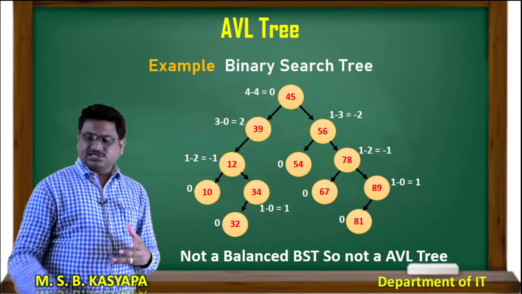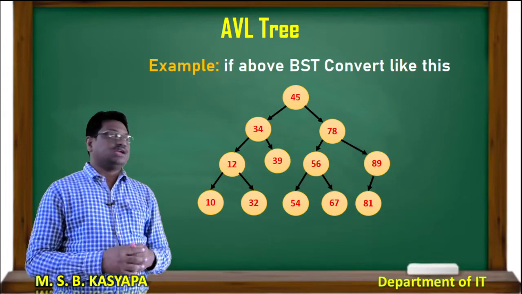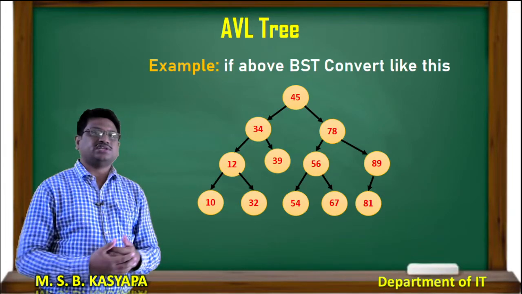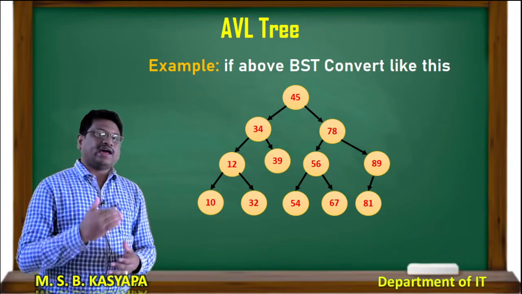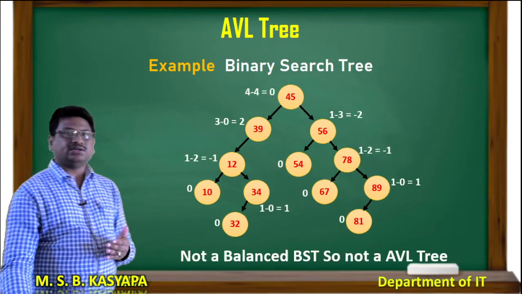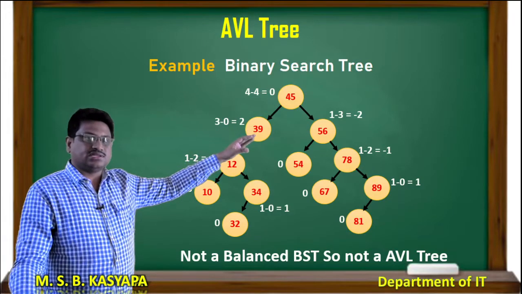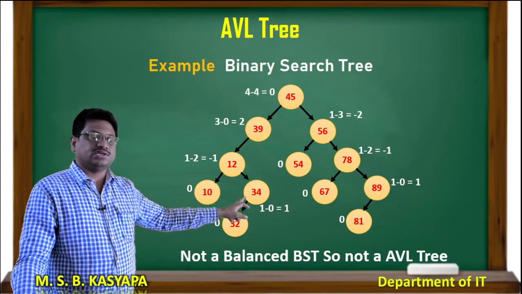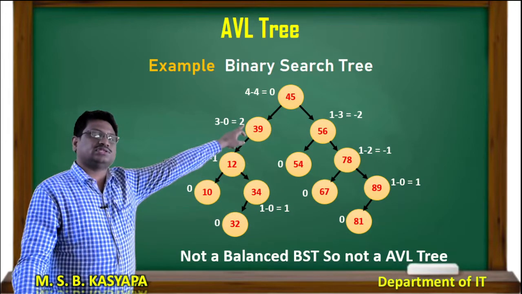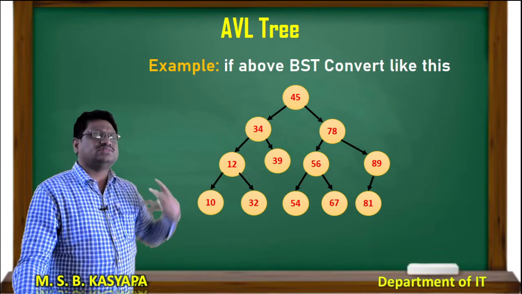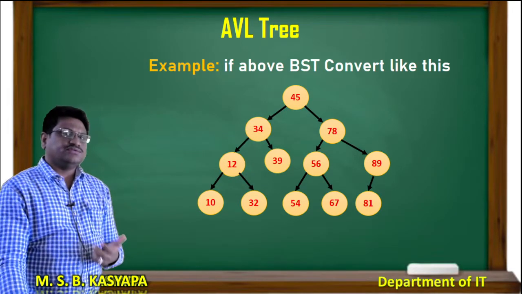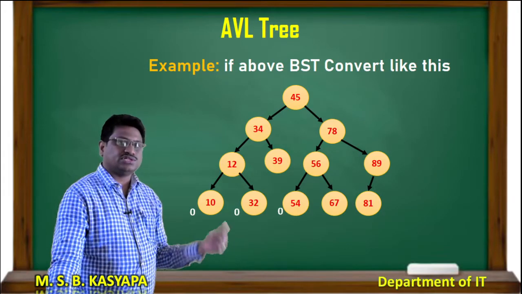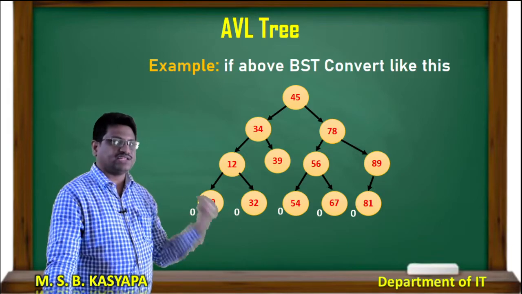If I convert this particular tree like this by doing some operations, I will explain the operations in the further class. See here, now 39 becomes a child node of 34, and 34 has come here. If I have done those modifications, now 10, 32, 54, 67, 81 have no children, so the balance factor is 0.